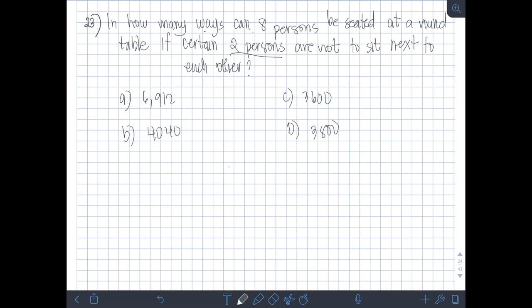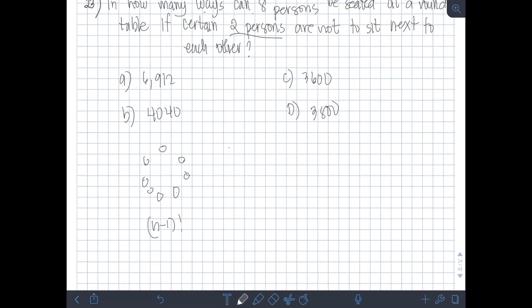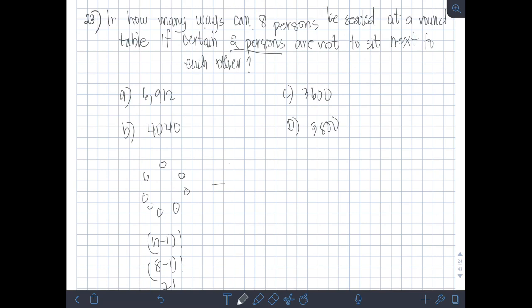Since alam natin kumuha ng magkatabi, diba? So, pwede natin masolve to. So, doon muna tayo sa total arrangements nung 8 persons in a circle. So, meron kang 8, diba? 1, 2, 3, 4, 5, 6, 7, 8. So, n minus 1 factorial. So, 8 minus 1 factorial or 7 factorial. Minus doon sa magkatabi yung dalawa para makuha natin yung hindi magkatabi. Right? So, pag ginawa natin yon, i-consider natin as 1 yung dalawang person.